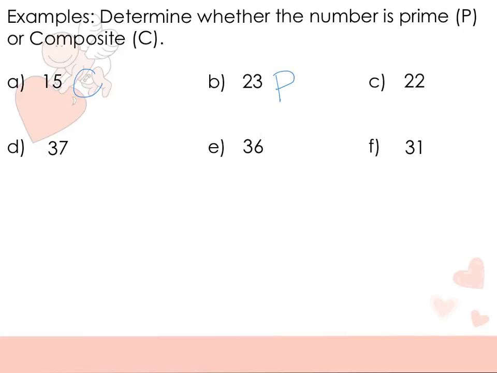Example C, even number, with the exception of just 2, that's always composite. 37. Again, if you don't see it on your multiplication chart, it's probably prime. Most of the time, you'll see the examples that I'm going to give you, you're going to find that that one is prime. E, even number, that is automatically composite. 31, there are no other numbers that multiply to 31 besides 1 and itself, so it is prime.